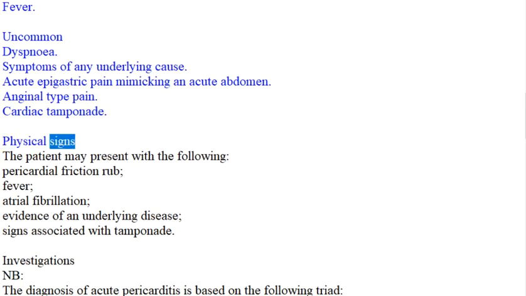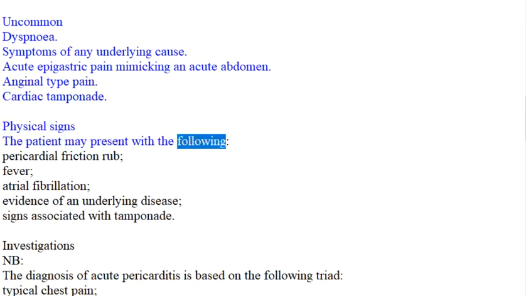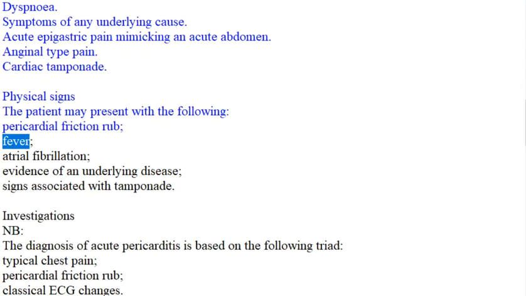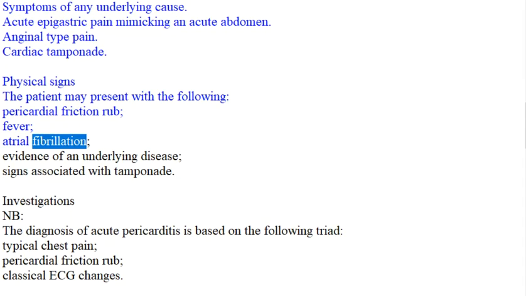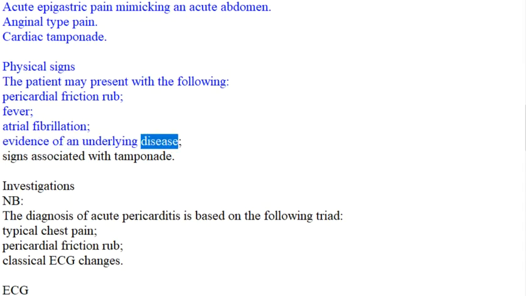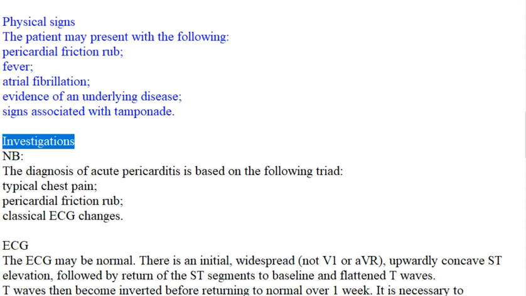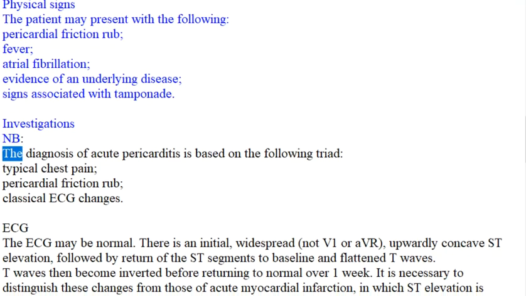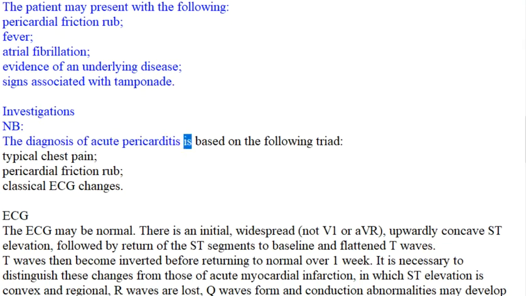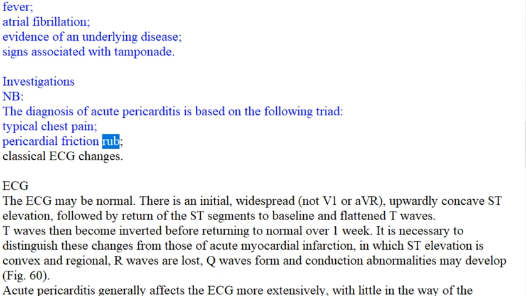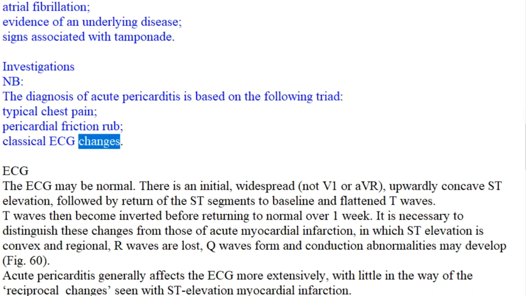Physical signs. The patient may present with the following: pericardial friction rub, fever, atrial fibrillation, evidence of an underlying disease, signs associated with tamponade. Investigations. NB. The diagnosis of acute pericarditis is based on the following triad: typical chest pain, pericardial friction rub, classical ECG changes.